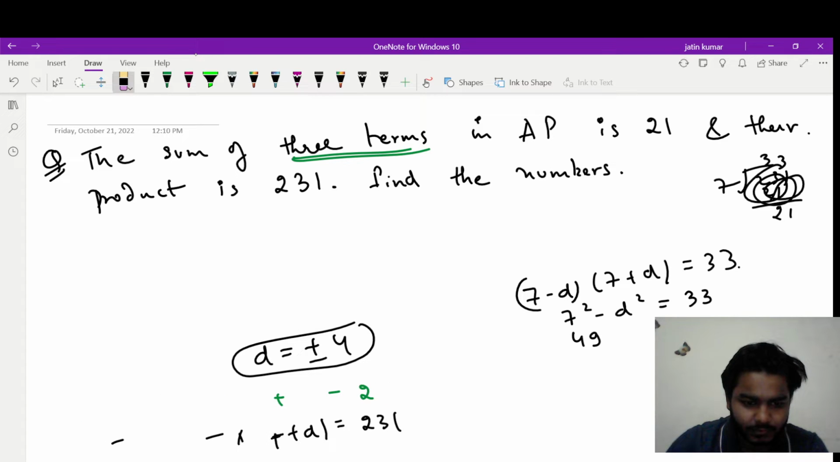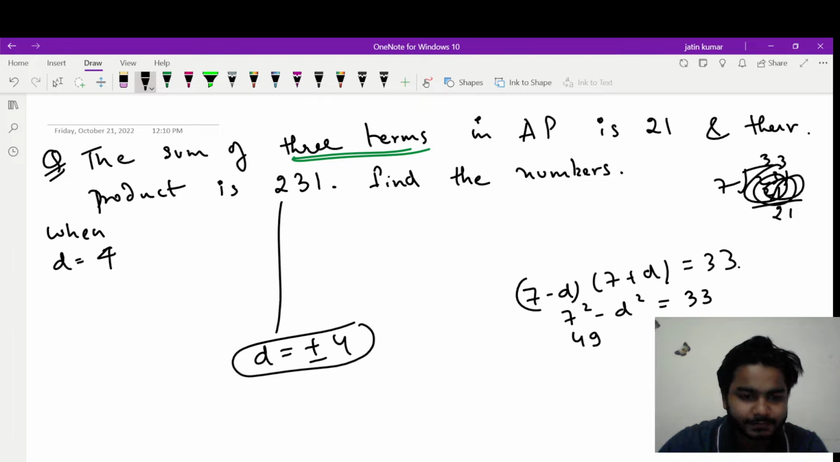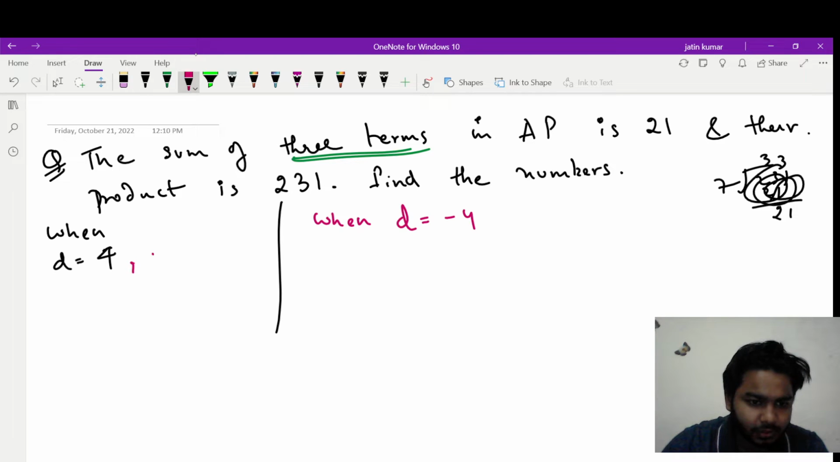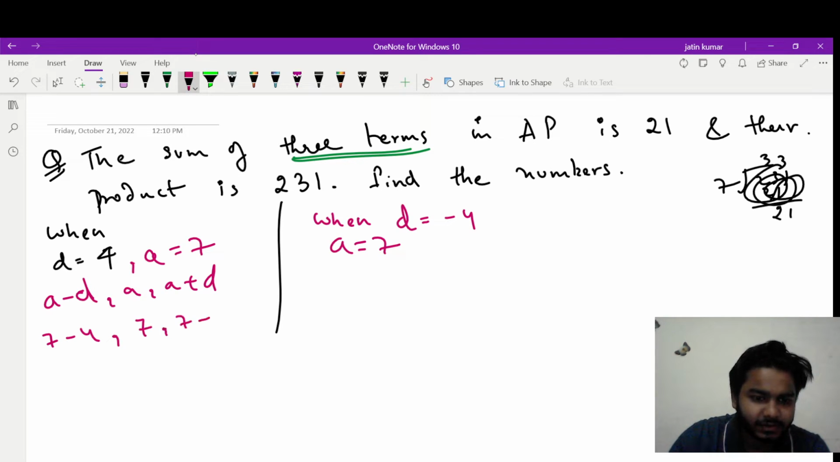Okay, you have to assume both the cases, when d is plus 4 and when d is minus 4. And we have got the value of a is 7, a is 7. So the first three terms were a minus d, a, a plus d. So 7 minus 4, 7, 7 plus 4, these will be the first three terms. So 7 minus 4 is 3, comma 7, comma 11.